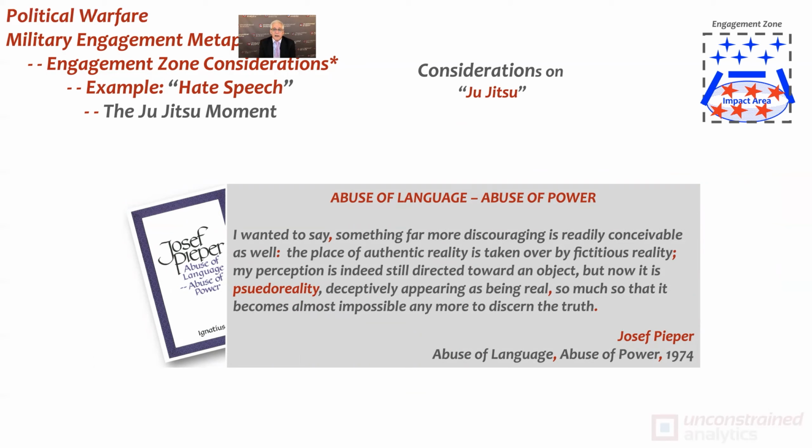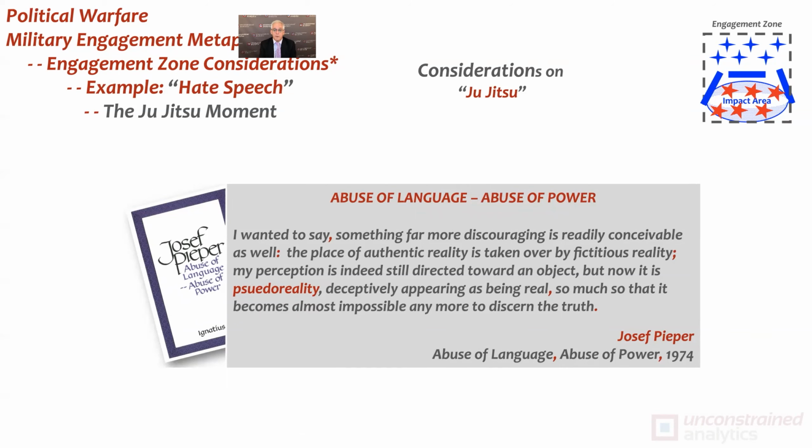Because if the left's main line of attack is nonviolent as the main action and it's narrative driven, this becomes the center of your countering what they're doing. What did he say? Joseph Piper: I wanted to say something far more discouraging is readily conceivable as well. The place of authentic reality is taken over by fictitious reality. My perception is indeed still directed toward an object, but now it is a pseudo reality, deceptively appearing as being real, so much so that it becomes almost impossible anymore to discern the truth.